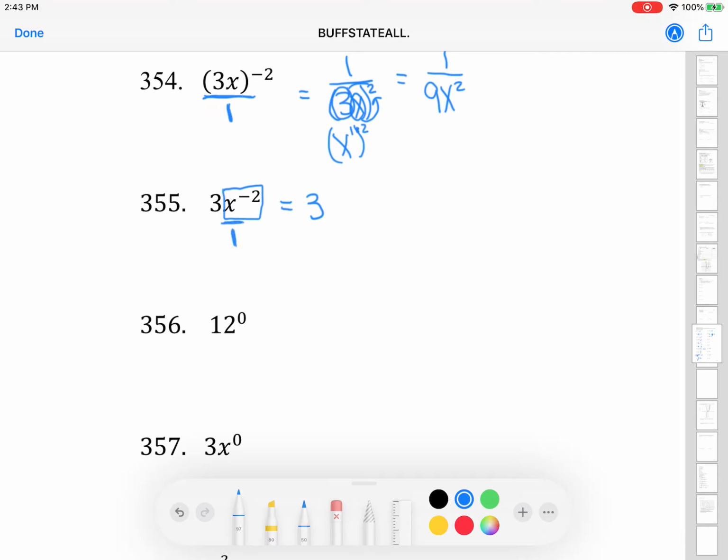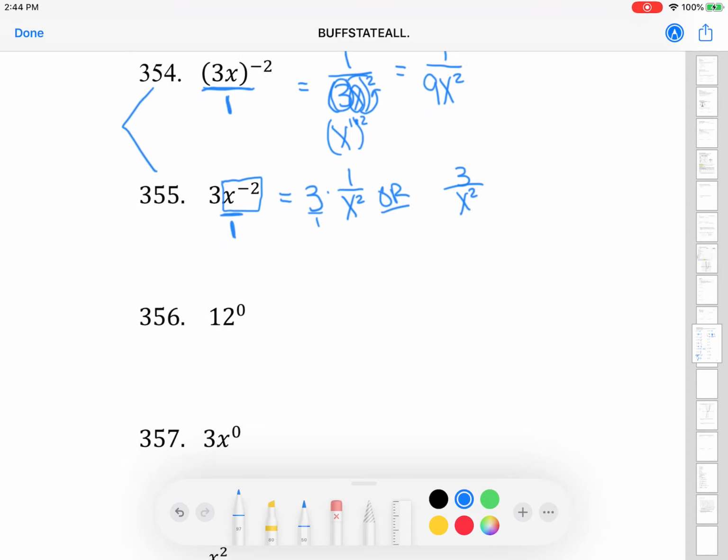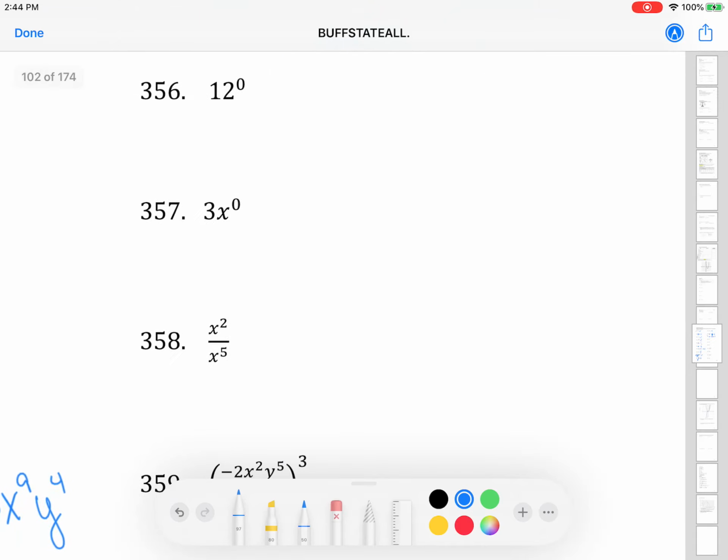Okay, now when I apply that negative exponent rule to the x, first remember you need it to be a fraction, so I'm going to put it over a 1. And then I'm going to flip it, so it's going to become 1 over x to the positive 2. You can leave your answer like that, or you can multiply it out. When you multiply fractions, you multiply straight across, so it would be 3 on top over x squared. But either one of those answers is perfectly fine. But see the difference between 354 and 355 and what's being raised to the exponent.